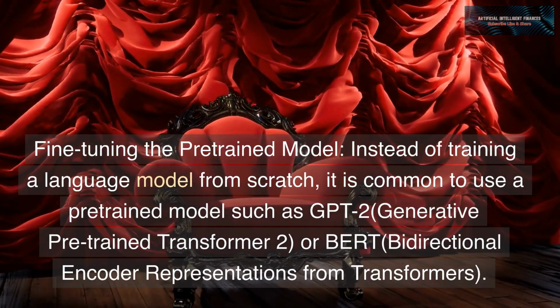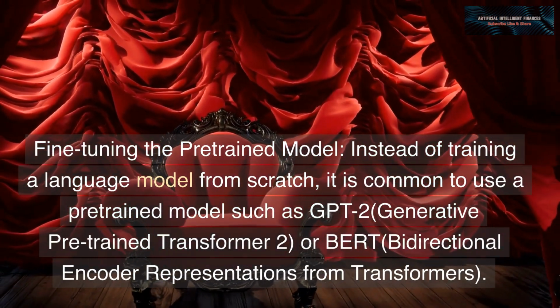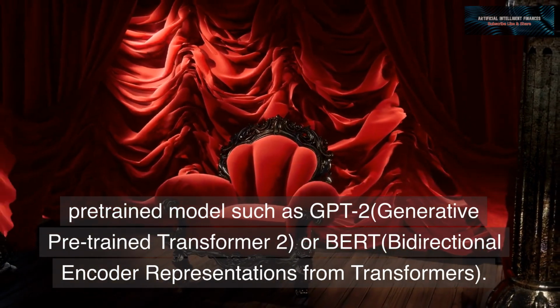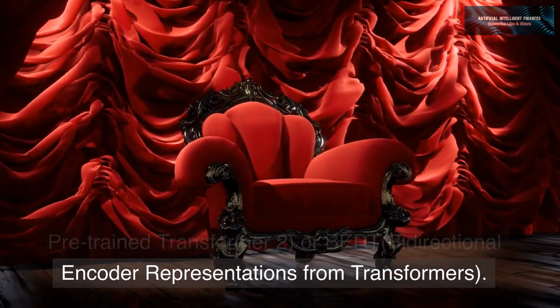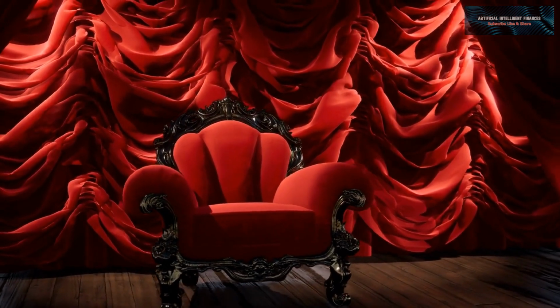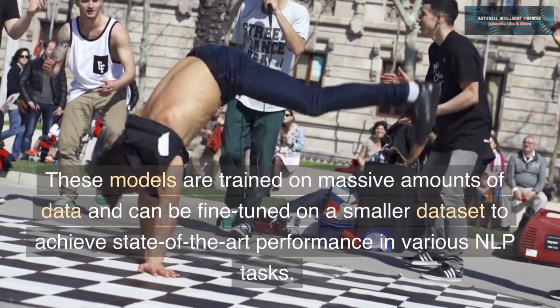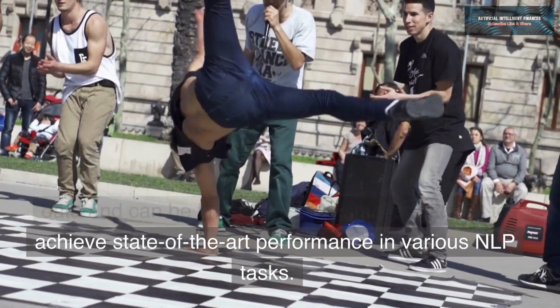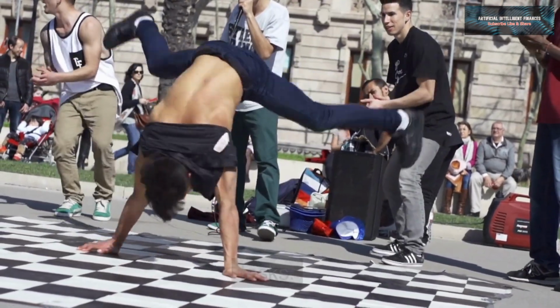4. Fine-tuning the pre-trained model. Instead of training a language model from scratch, it is common to use a pre-trained model such as GPT-2 (Generative Pre-trained Transformer 2) or BERT (Bidirectional Encoder Representations from Transformers). These models are trained on massive amounts of data and can be fine-tuned on a smaller dataset to achieve state-of-the-art performance in various NLP tasks.